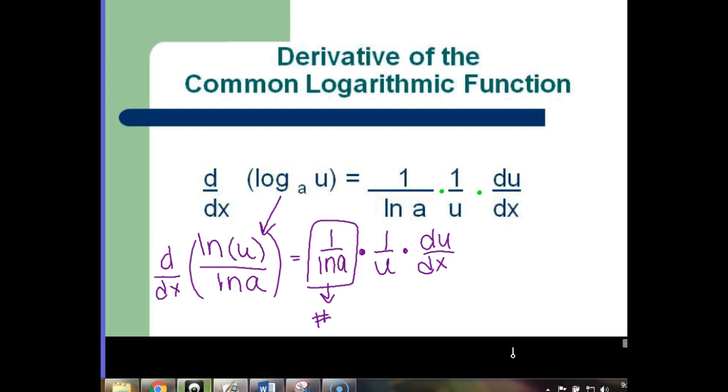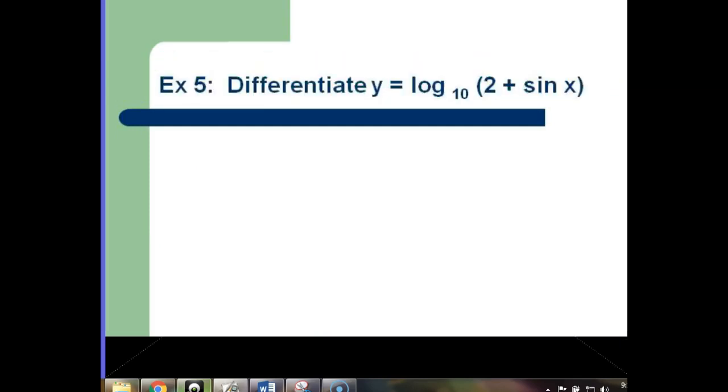All right. Let's do some examples. Are you still copying down the change of base stuff? Okay. Yeah, I kind of have to.